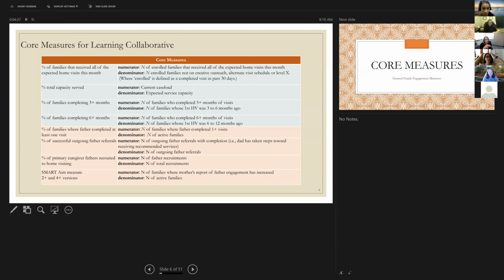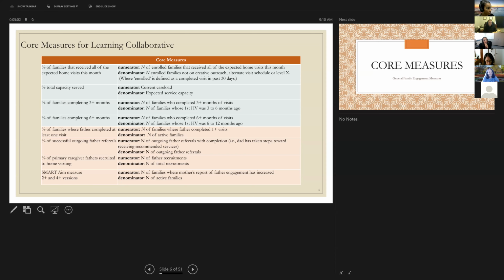So we had several core measures that were measured across the Learning Collaborative. So these were data points that we collected from every agency, and they were focused on two different themes. The first theme, which is kind of highlighted in the gray, is family engagement. So looking at how many families were seen each month, did we reach total capacity, what was our retention like over several months? And then we also had outcome measures that were focused on father engagement. So these are in kind of that orange color.